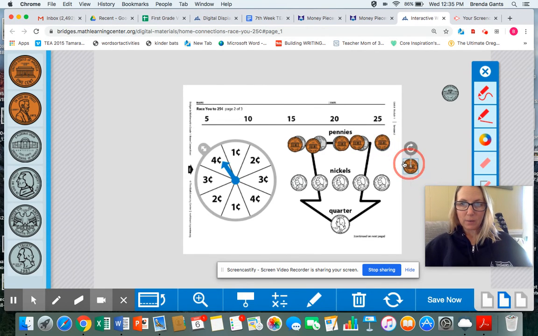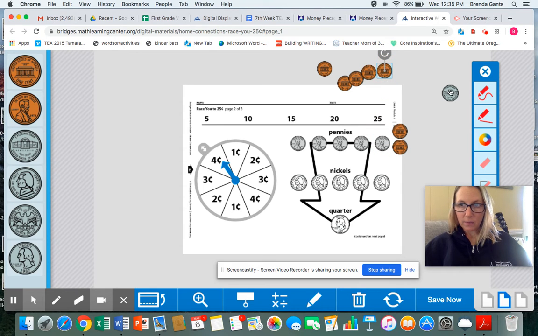Then I have 3, 4. So I don't have space for all that because now I have too many pennies. So I have to trade these ones. 1, 2, 3, 4, 5 for the first nickel. Now I have space to put these on there.